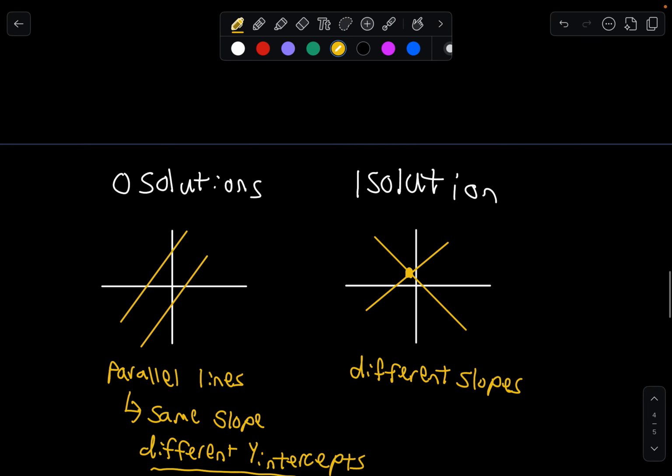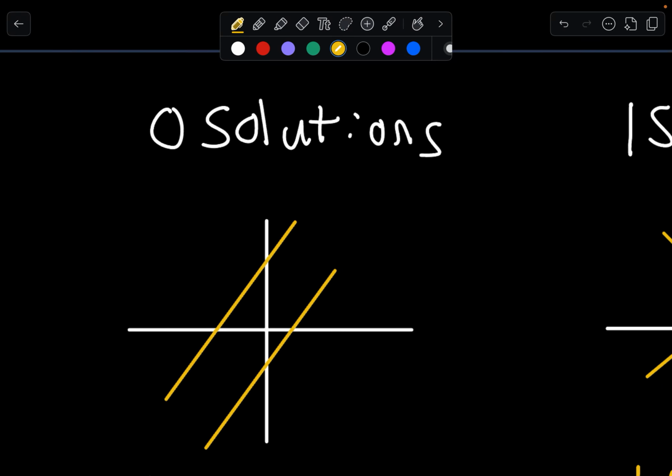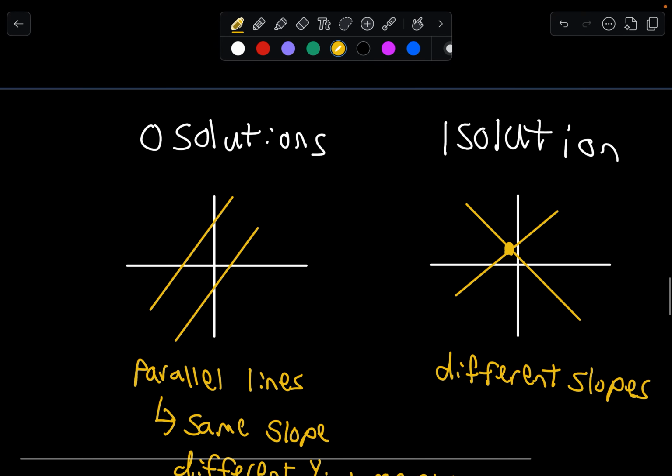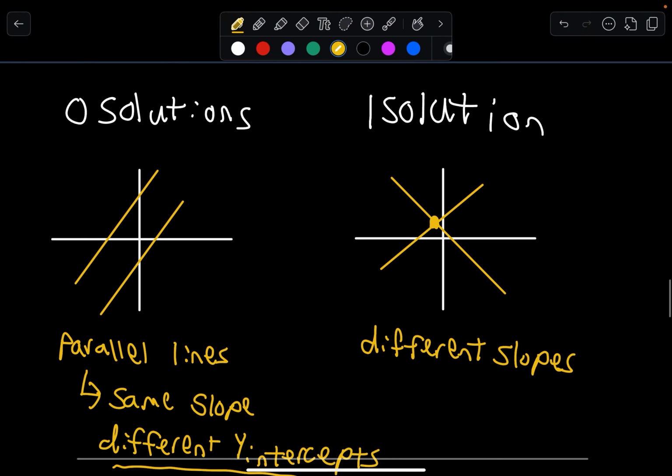I just want to explain graphically, what does it mean to be no solutions? A system of linear equations with no solutions means you have two lines that never touch. So those lines must be parallel, or skew, but then we're talking about two different planes, and we don't get into that. It's more of a geometry thing. So no solutions, parallel lines. They have the same slope at different y-intercepts.